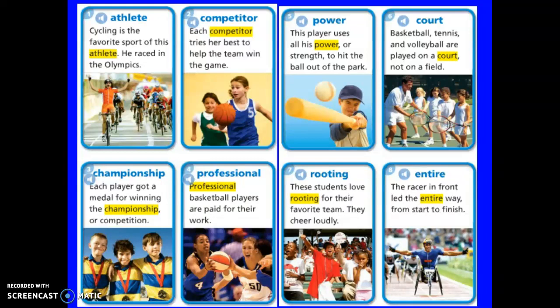Okay, guys, let's get to know our vocabulary for the week. The first word is athlete. Cycling is the favorite sport of this athlete. He raced in the Olympics.